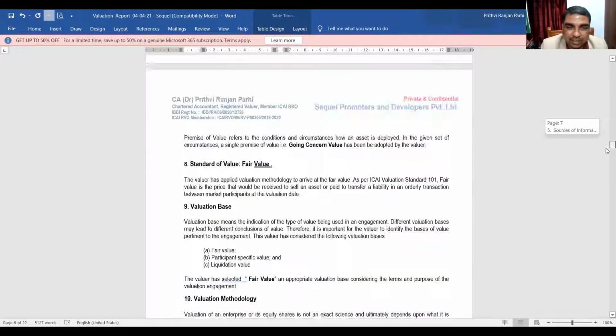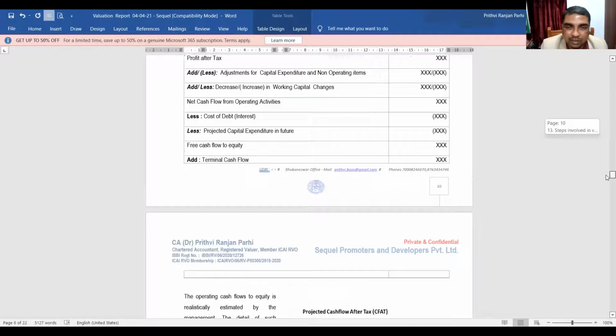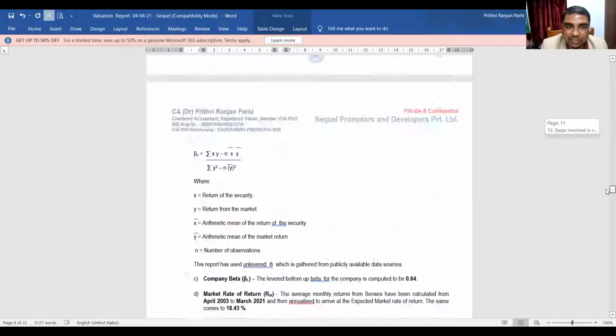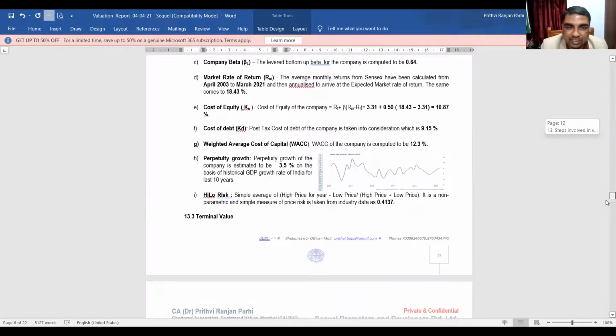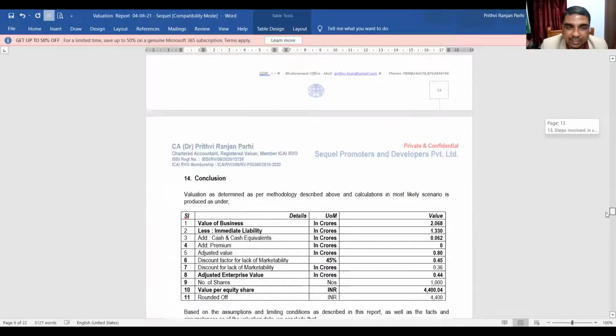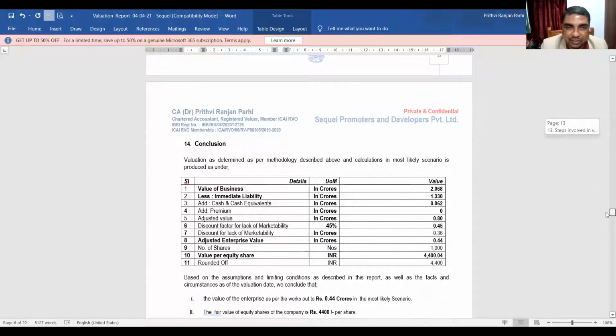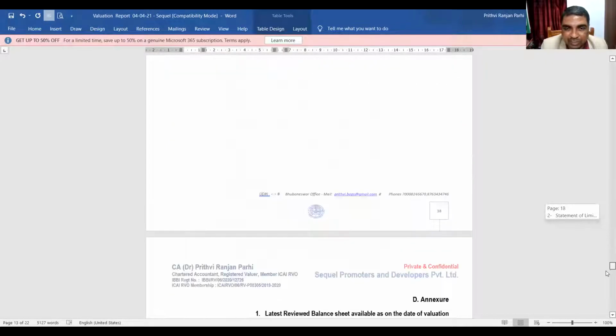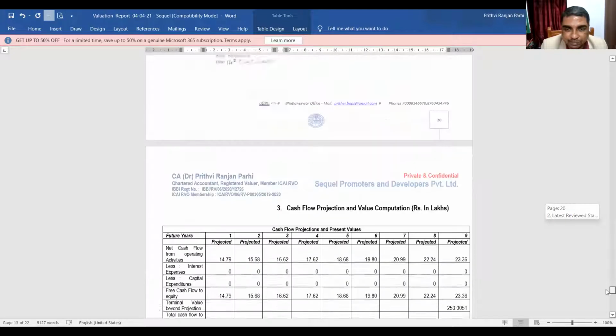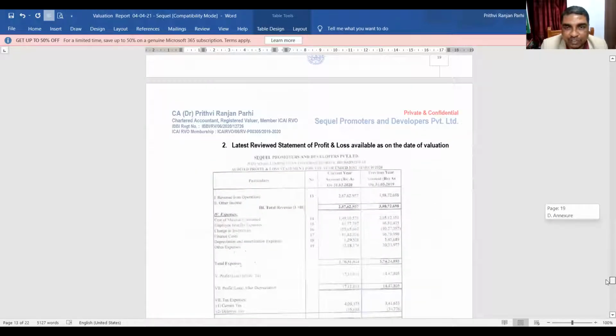But when coming to how market value is calculated, cost of capital, return, company beta, all these things are calculated. And finally it has been arrived at the value of the company's share. Fair value is 4,400 rupees. This is on the basis of projections. If you see the detailed calculation here, this is again with reference to the previous year's balance sheet. On the basis of the 31st March 2020 balance sheet, this calculation was done.